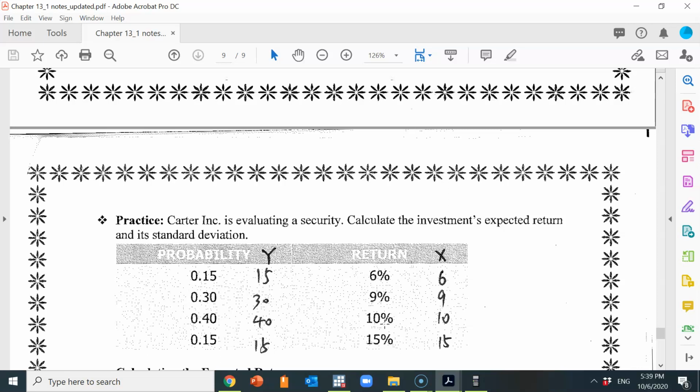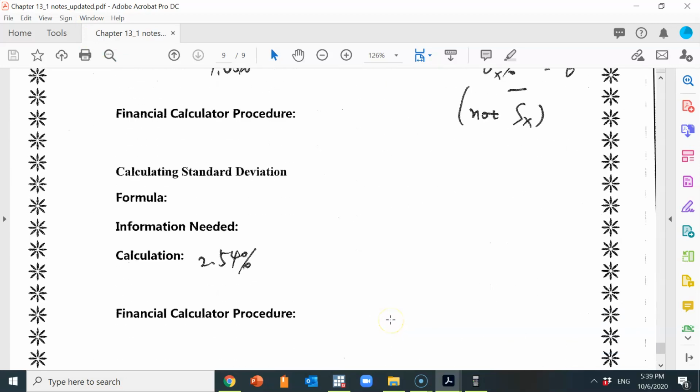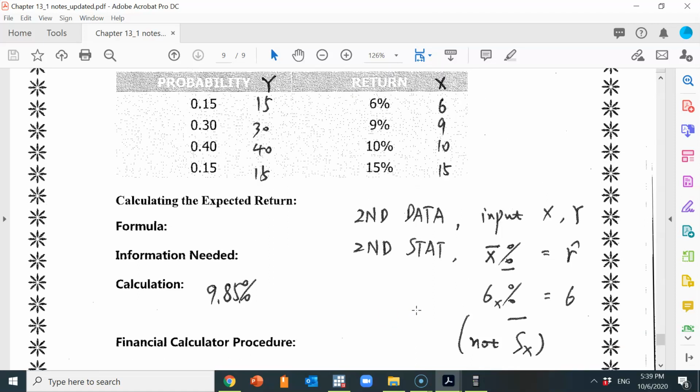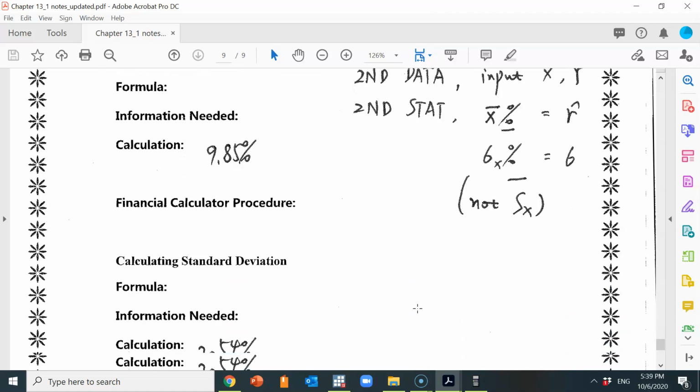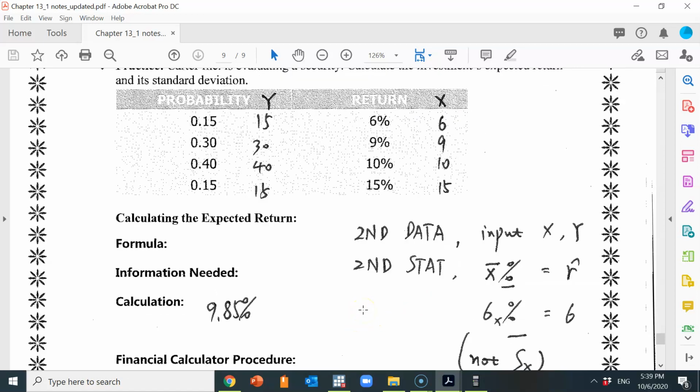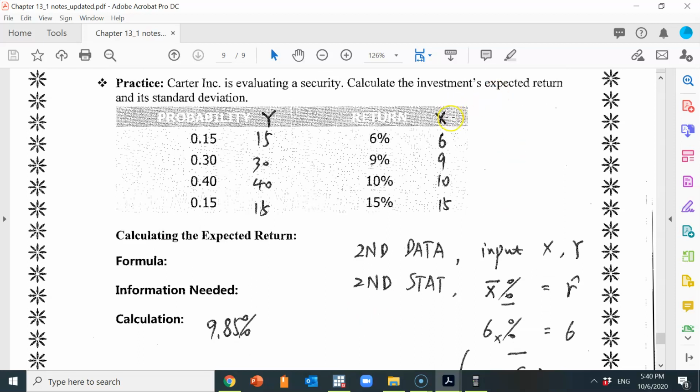Okay, so if you have finished this question, please resume the video and let's discuss the solutions. So here we show the formula way, and also the calculator way. Okay, I think we especially show the calculator way in this document. So for X, we're gonna input all the returns multiplied by 100, so it's gonna be 6, 9, 10, 15. For Y, we're gonna input the probabilities multiplied by 100, so it's gonna be 15, 30, 40, 15.